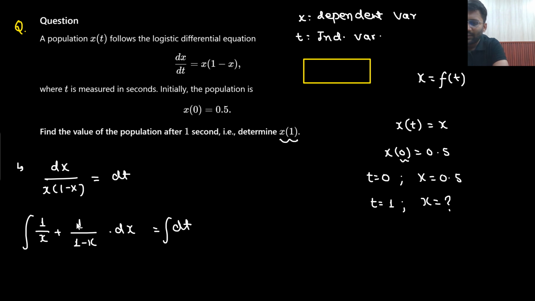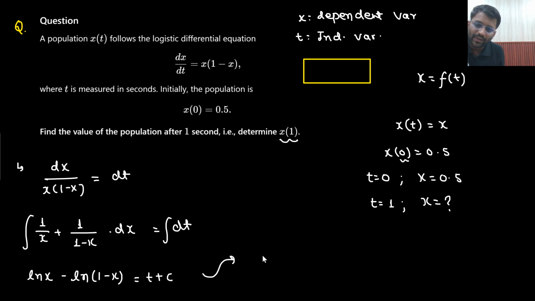So where were we? 1 by x. What is the integration of 1 by x? That is ln x. And what is the integration of 1 upon 1 minus x? That is minus ln(1 minus x). A lot of people will write plus ln(1 minus x), but there will be a negative sign as well, because this is minus x, and the differentiation of minus x will be minus 1. That would be equal to t plus c.